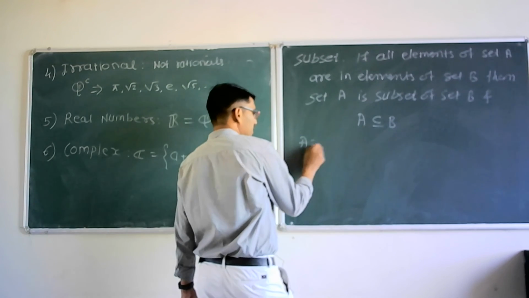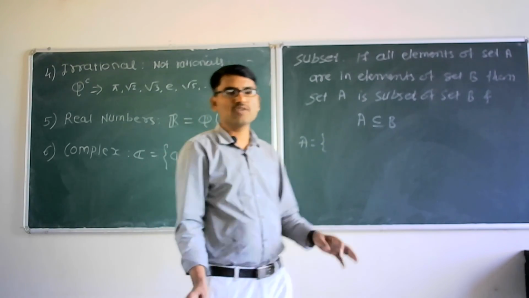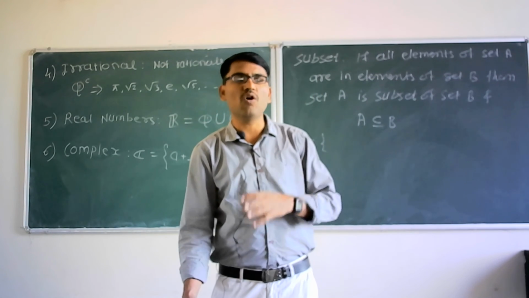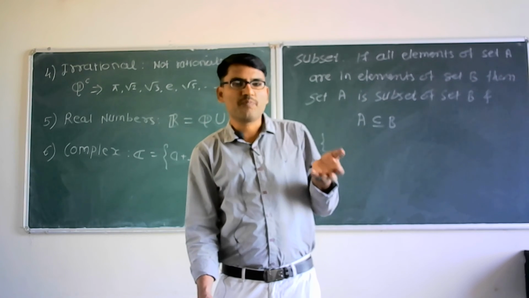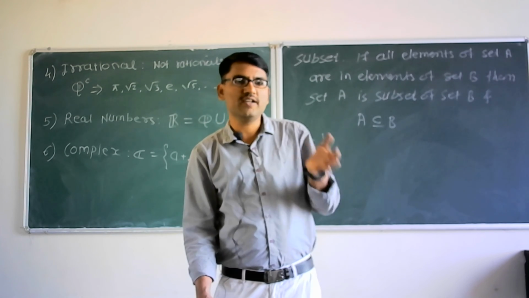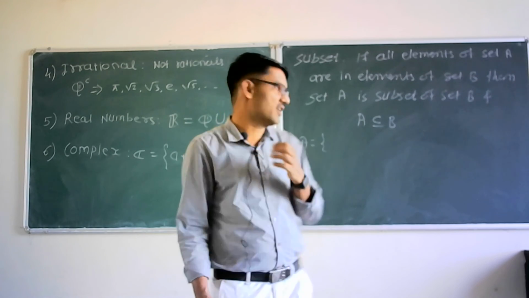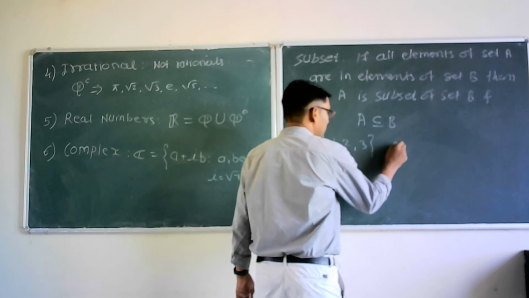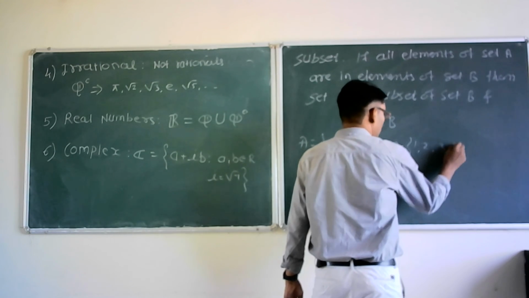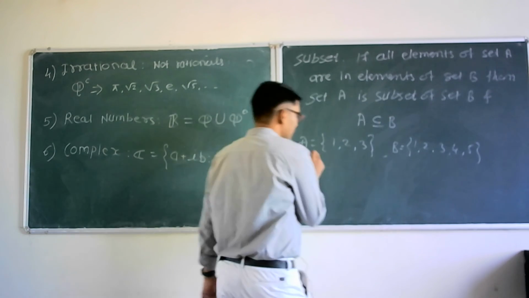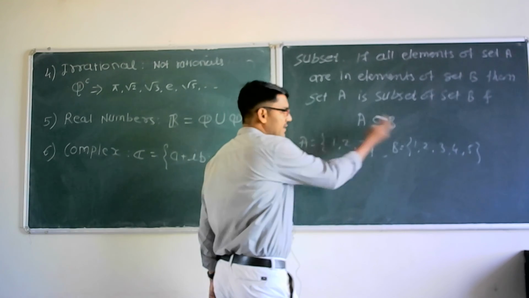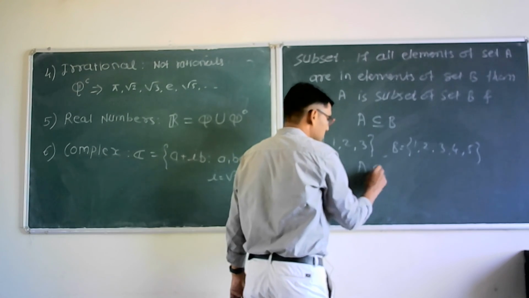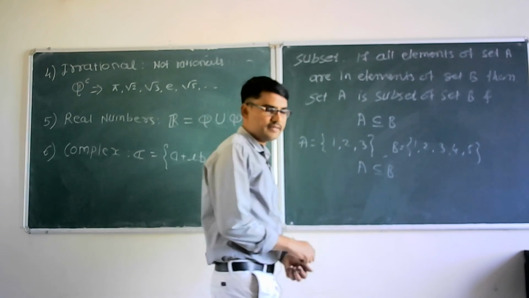For example, suppose set A is a collection of all students from FY basic class, and set B is all boys students. Then B is a subset of A: all boys students is a subset of all students from the FY basic class. Suppose A is equal to {1, 2, 3} and B is equal to {1, 2, 3, 4, 5}. Then clearly all the elements of set A are elements of set B. 1 is in this set, 2 also, 3 also. So A is a subset of B.